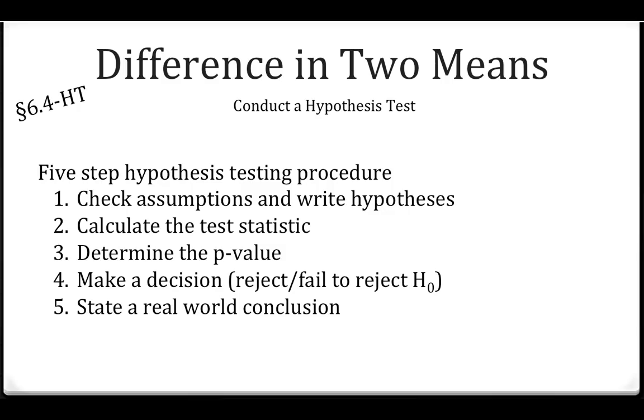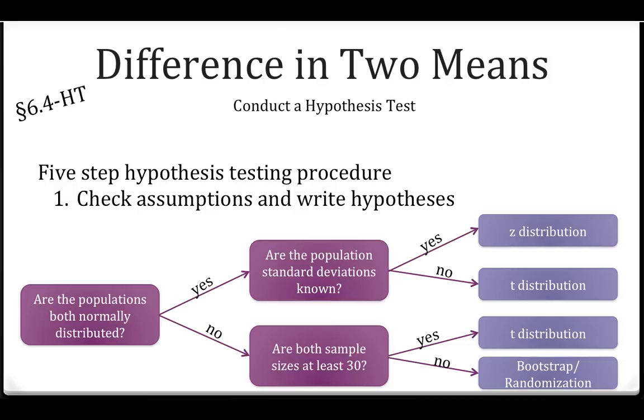This is the last topic that we're going to cover, conducting a hypothesis test for the difference in two means. Steps 3, 4, and 5 are still going to be the same as they've always been. Steps 1 and 2 might be a little bit different from what you've seen in the past. Step 1, we'll check assumptions. We're going to look at that flow chart from before. The majority of the time you're going to be using the t distribution, because most of the time you either know that the populations are approximately normal or you have sample sizes that are at least 30.